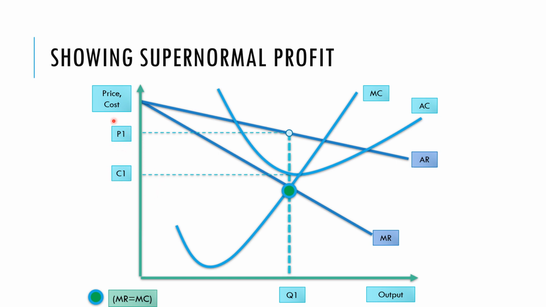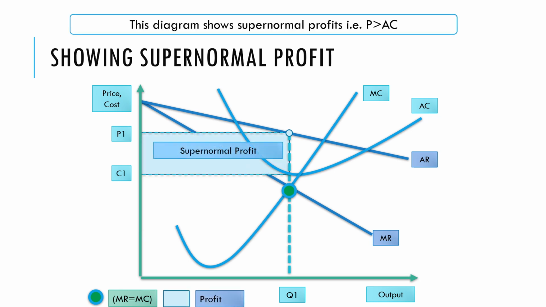Now here the price is greater than the average cost, and the average cost here includes all those opportunity costs. So we're making a profit even greater than normal profit. We're making supernormal profit. And the supernormal profit will be represented by this area here.